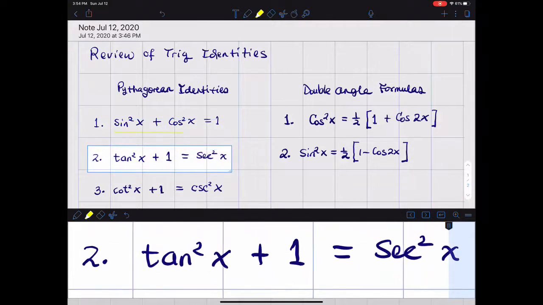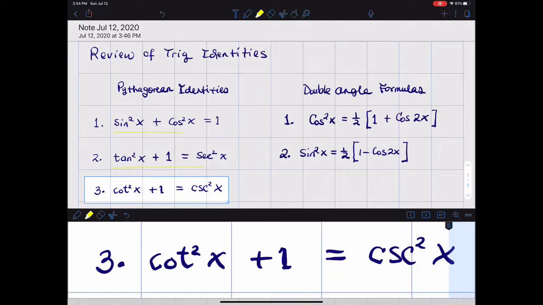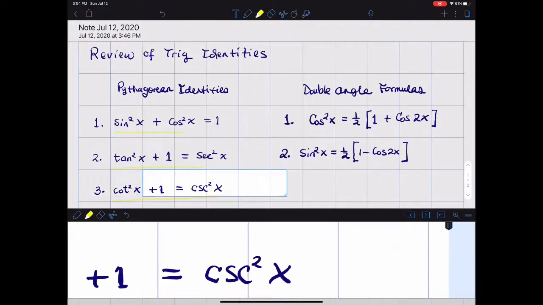And tangent squared x plus 1 is equal to secant squared x. I'm sure you've seen this before. Cotangent squared x plus 1 is equal to cosecant squared x. All right.